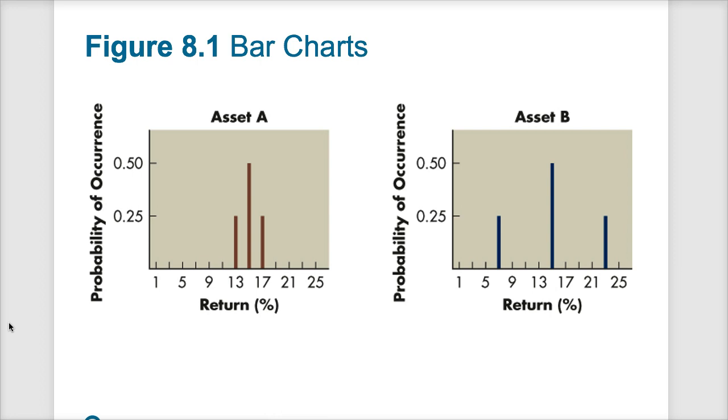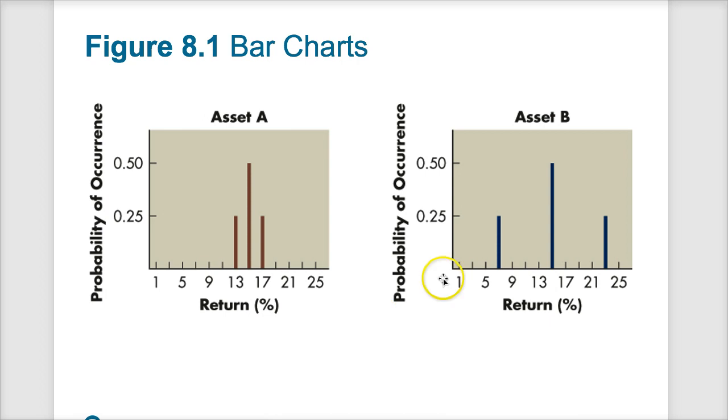So here are two assets, asset A and asset B. Which is riskier? If you look at asset A, a 25% probability is a 13% return, a 50% probability is a 15% return, and another 25% probability is a 7% return. And those equal 100%. Over here, asset B, we have a 25% chance of, say, a 6% return, and then we have a 50% chance of a 15% return, and a 25% chance of a 23% return.